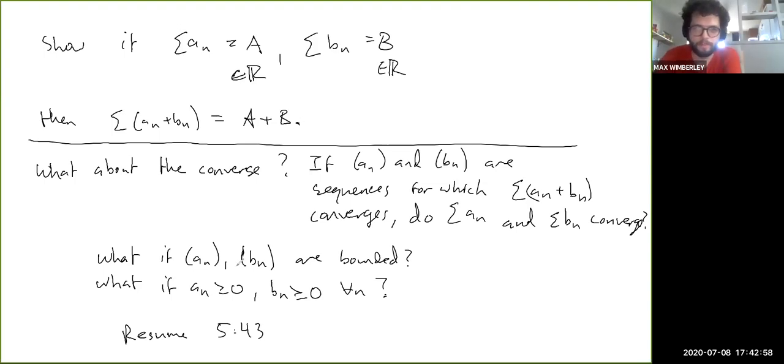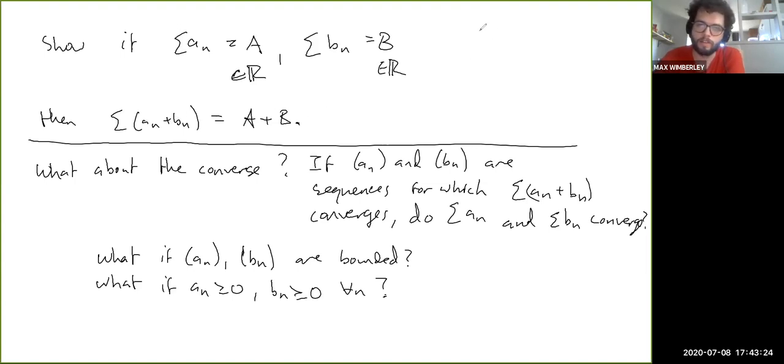Okay, so let's see. For the first part here, this should be relatively straightforward, right? Because all we have to do, to show that this series converges to this limit, is show that the sequence of partial sums of this series converges to this limit, right?